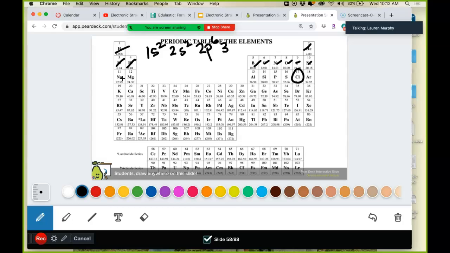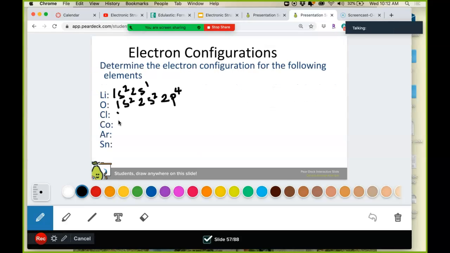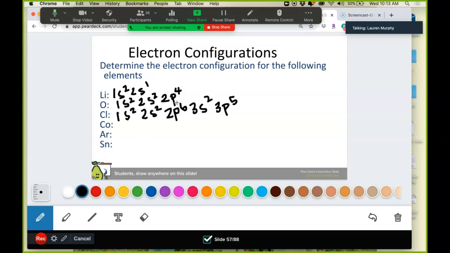Now I'm on my third energy level. This is the S block. 1, 2. I've got to keep reading. This is the third energy level, right? This is the P block, and I had to count over 5. So this is the electron configuration for chlorine: 1s2, 2s2, 2p6, 3s2, 3p5. Any questions so far?